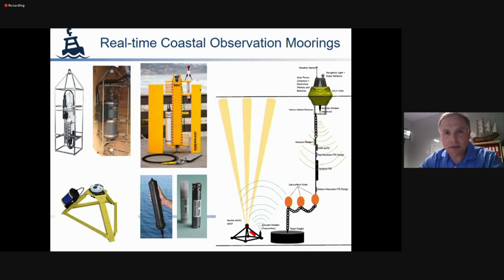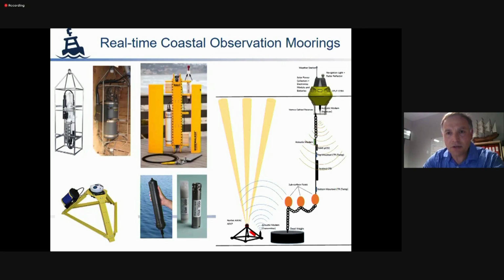These real-time coastal observation moorings will be deployed in shallow 30 meters depth and will be equipped with Seabird CTD, SAMI pCO2 and pH sensors, AWAC, ADCPs, VEMCO acoustic receivers, and temperature recorders.